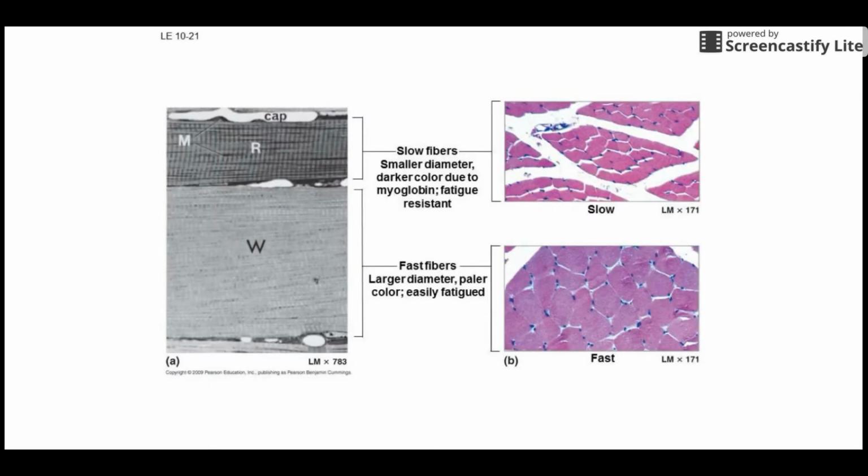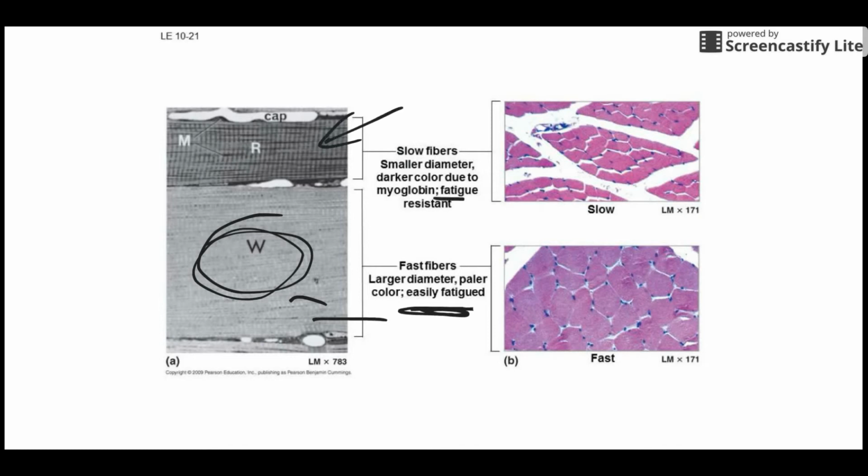And in this picture, they're just trying to show you the difference in color. So here you can notice this is not very dark, okay, so this is very kind of light. And because it's lighter, it doesn't have as much of the myoglobin, doesn't have much of the mitochondria, and therefore it's not very good at cell respiration, and it gets fatigued really easily. Versus over here, it's much darker, it's got more myoglobin, got more mitochondria, and it's fatigue resistant, so it's pretty good at endurance sports.